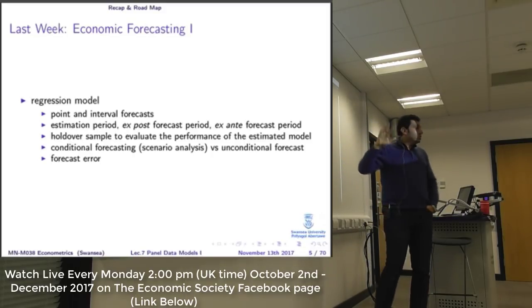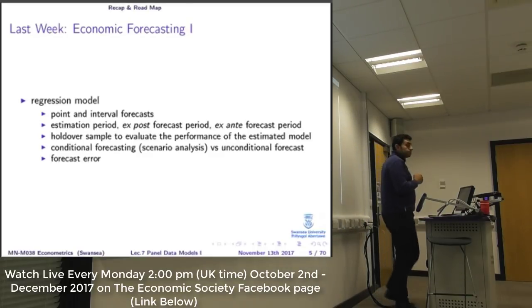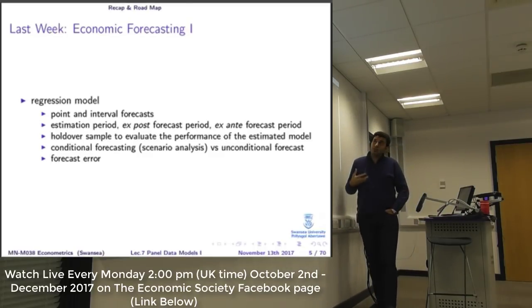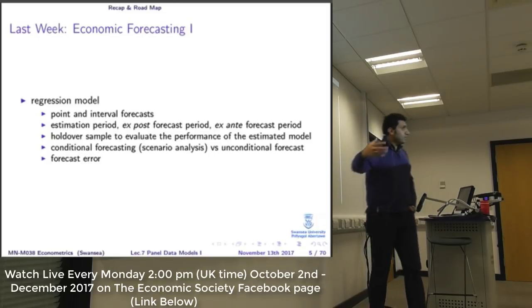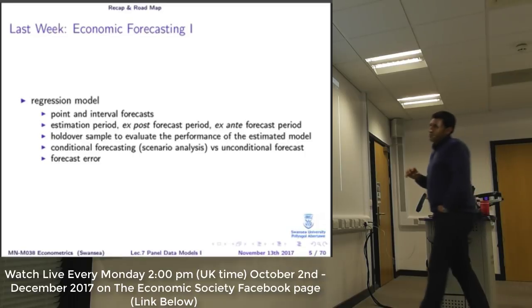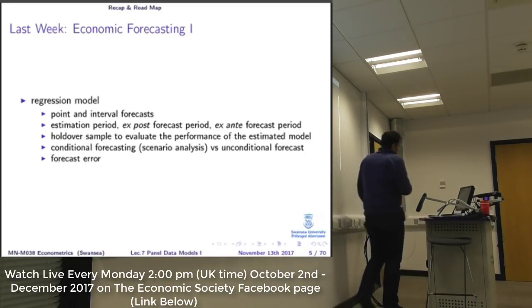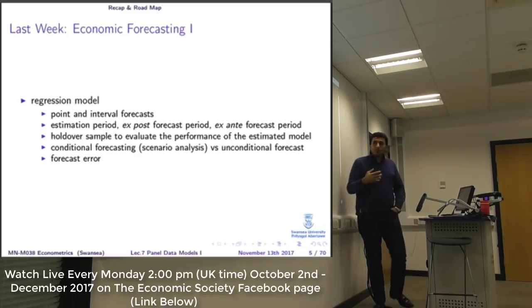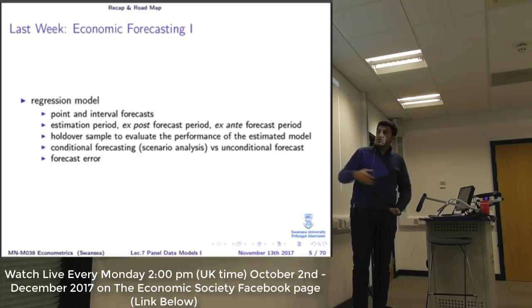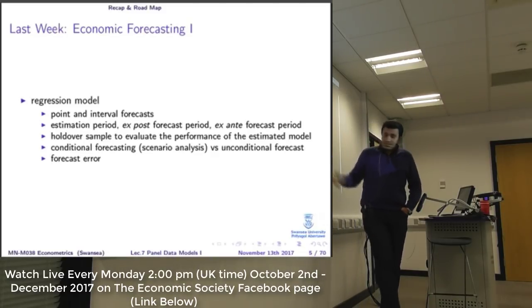And basically what we did, we discussed 2 methods of how to do economic forecasting: using a regression model, and then the ARIMA modeling. In the first method, we learned many useful terminology. We learned the difference between point and interval forecasts. We learned about the estimation period, ex-post forecast period, and ex-ante forecast period.